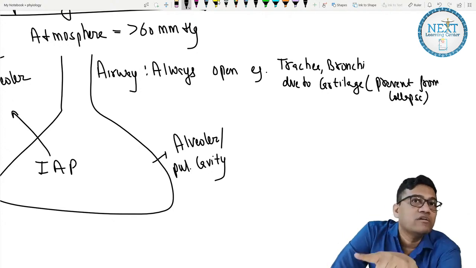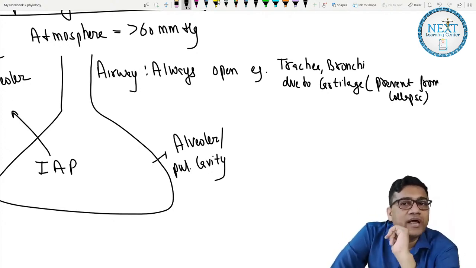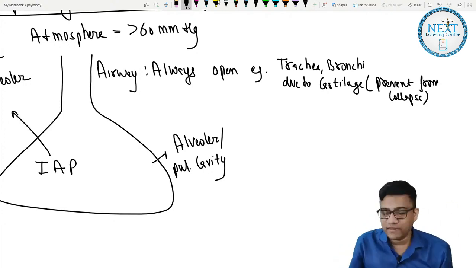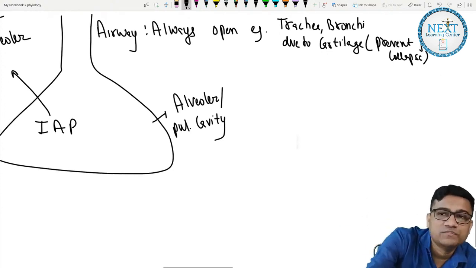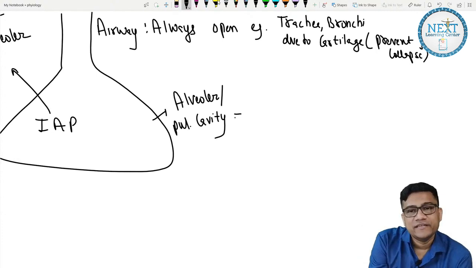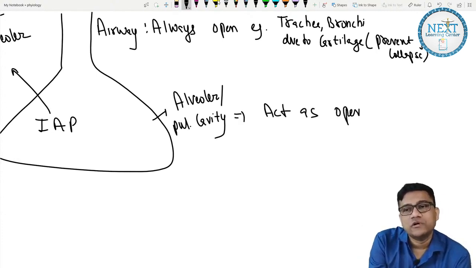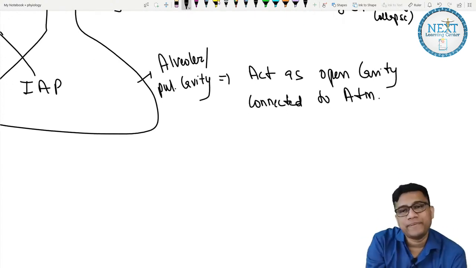So the esophagus is always collapsed. But what is not collapsed? Trachea, bronchi. Trachea and bronchi. Otherwise our work would be done. Okay, chalo. Now as a result, the pulmonary cavity acts as an open cavity, connected to the atmosphere.